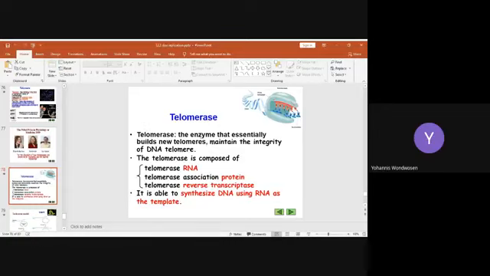So telomerase is an enzyme that essentially builds the new telomeres and maintains the integrity of the DNA telomere. And the telomerase is composed of the telomerase RNA, telomerase association protein, and the telomerase reverse transcriptase activity. The telomere nucleotide sequences are synthesized from the RNA, so it is able to synthesize DNA using RNA as a template. There's a reverse transcriptase activity as well as synthesis of new DNA from parental DNA.